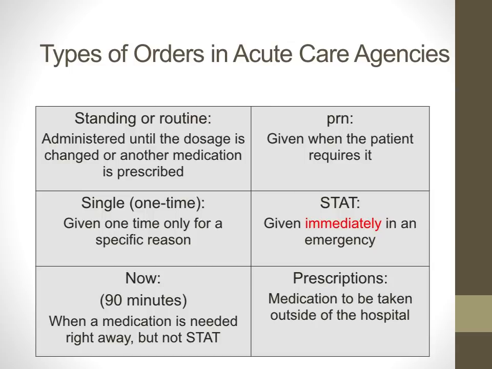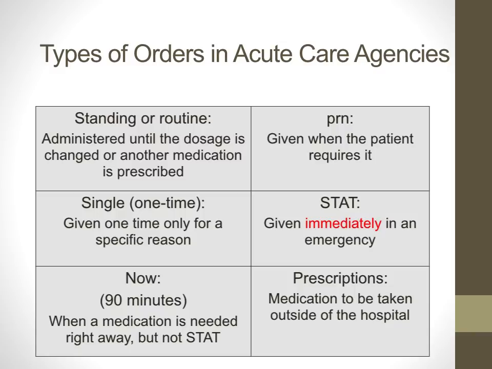And this is just a chart on the type of orders given in acute care facilities. You have your standard or your routine orders, or your standing orders, excuse me, or your routine orders. These are medications that are administered until the dosage is changed or another medication is prescribed. Some medications are given just one time, for a specific reason. For an example, if a patient is scheduled to have an MRI, they may be claustrophobic. So the physician will write for a one-time order of a sedative to give to the patient to help the patient get through that procedure.